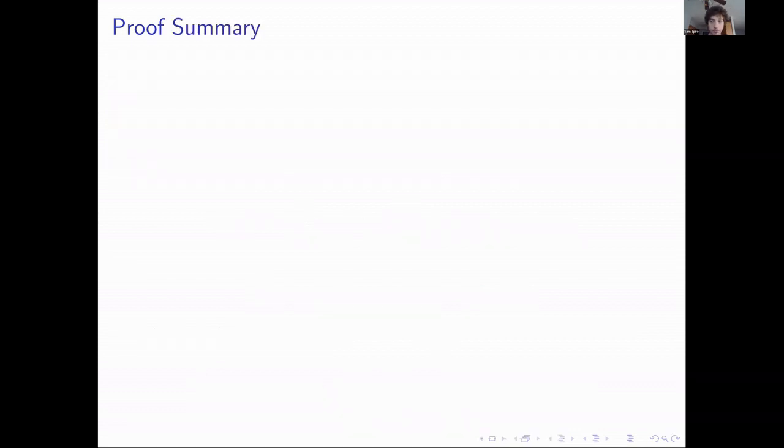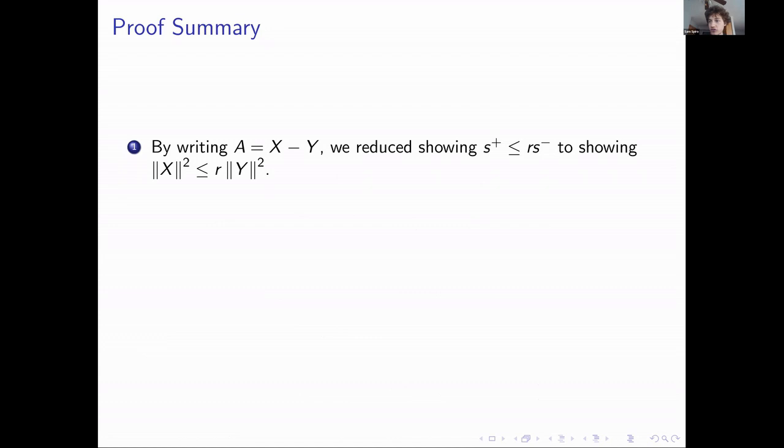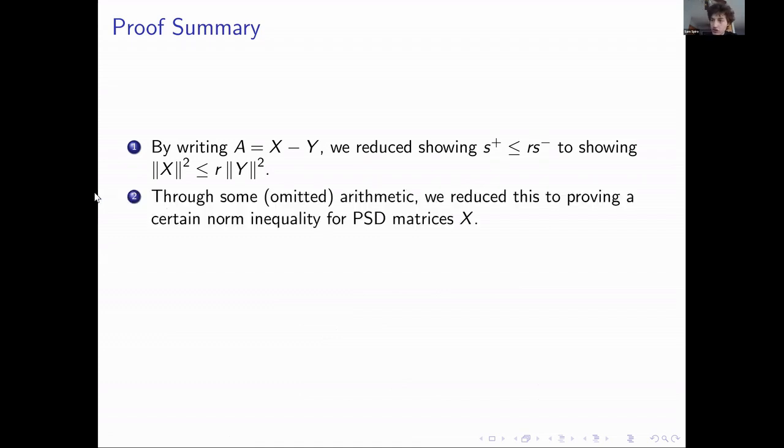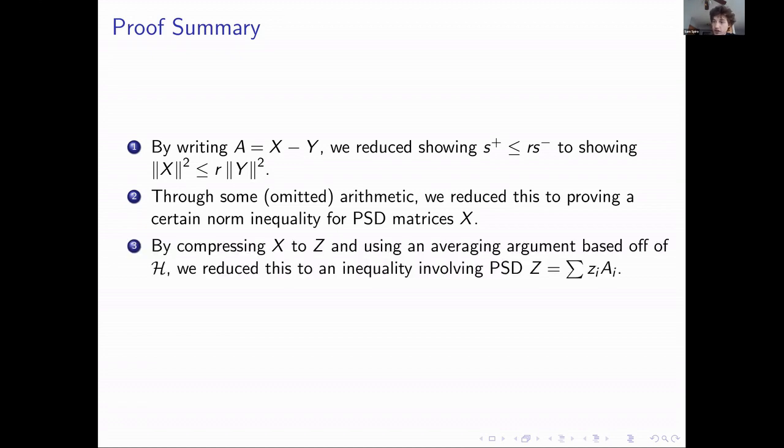So let me just briefly summarize what we've done now. First we had this idea based off of Ando and Lin of rewriting A as x minus y for these positive and negative parts of the spectral decomposition, which reduces the problem of upper bounding s plus in terms of s minus to upper bounding the norm squared of x in terms of the norm squared of y. We then use this result of Ando and Lin, whose proof I omitted, which said that to prove something like this, it suffices to prove some norm inequality for PSD matrices X in terms of our graph H that we have a homomorphism to. We then did a series of reduction steps for this problem.